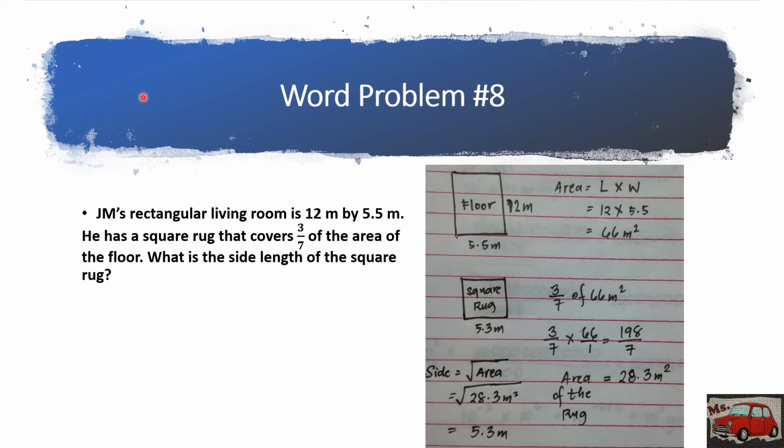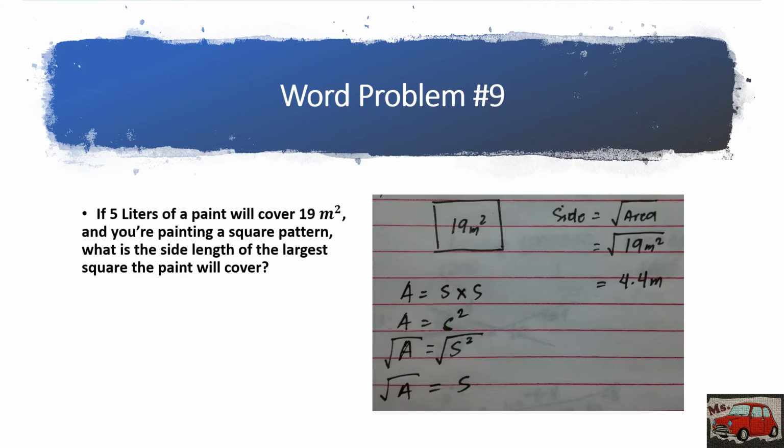Okay? 5 liters of a paint will cover 19 square meter and you're painting a square pattern. What is the side length of the largest square the paint will cover? Okay, so ang hinahanap natin is yung side length ng largest square na pwede nating ma-paint gamit yung 5 liters. Kung nako-cover niya is 19 square meter. Alright. So, ito yung area na pwedeng magamit, yung 5 liters na paint.